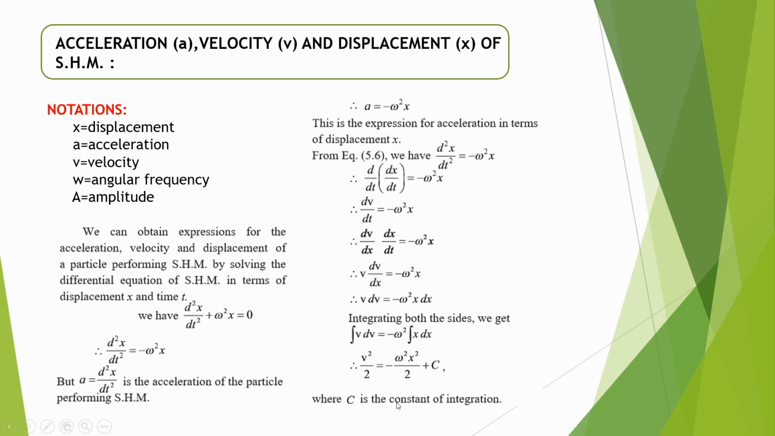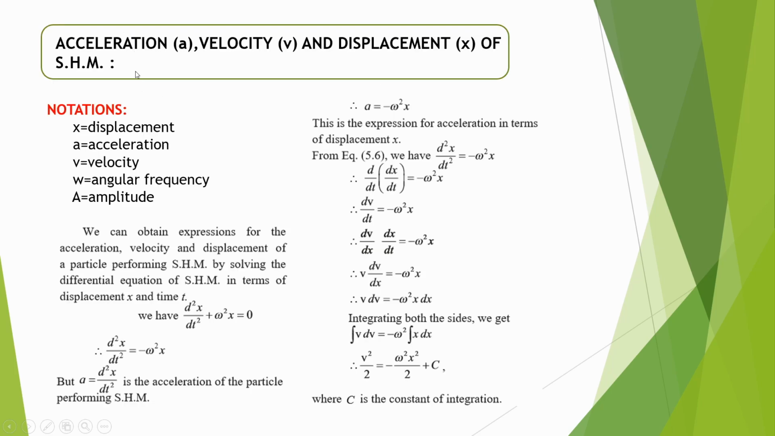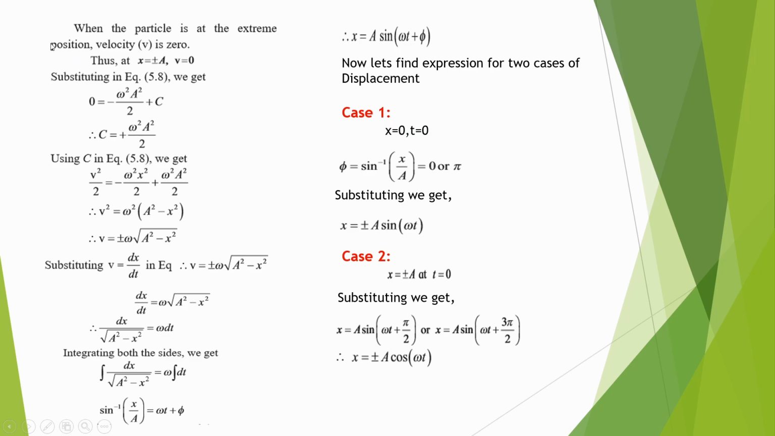Then let us assume that when the particle is at extreme position, the velocity is considered to be 0. And what is the displacement? Know that the displacement is maximum. So let us substitute x equal to plus minus a. What is the capital A? That is the amplitude. Let us substitute x equal to plus minus a, v is equal to 0.